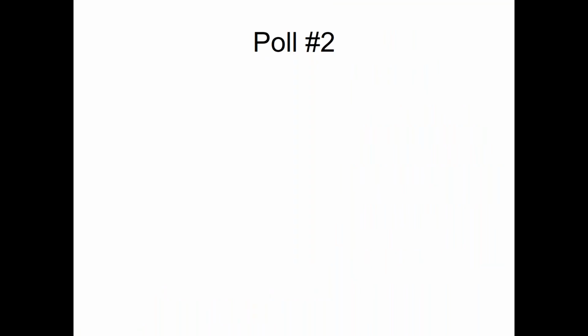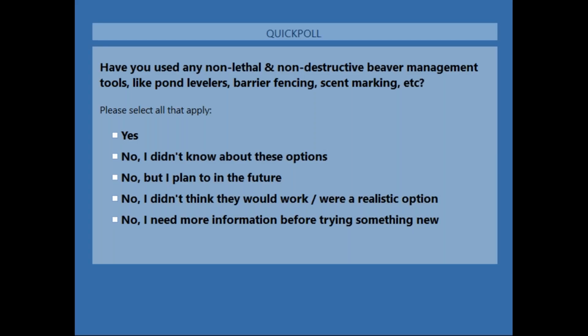So we have a second poll for you to answer, which Christine is going to launch. She has launched now. So this one is, have you used any non-lethal or non-destructive beaver management tools, like pond levelers, which if you don't know what that is, we'll be getting into it shortly, barrier fencing, scent marking, or others? Leave that open just for a few more seconds.